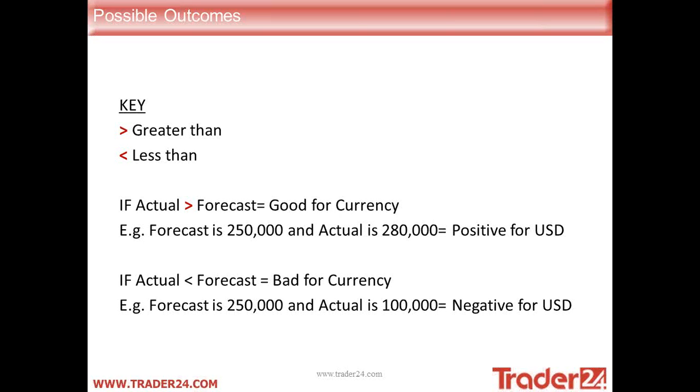So let's say again the forecasted figure is 250,000 and the actual result comes in at 150,000 less, at 100,000. It's going to be negative for the US dollar. So in a situation like this, you're obviously going to sell the dollar because the dollar is going to weaken. Pretty straightforward.